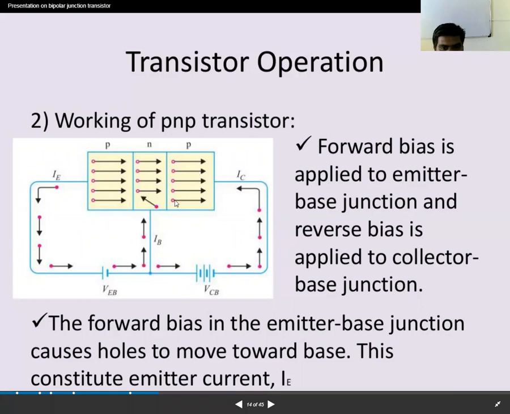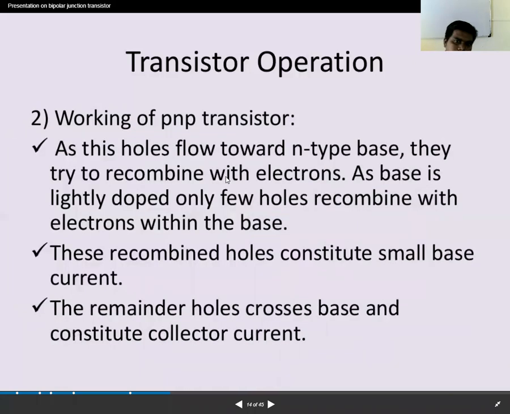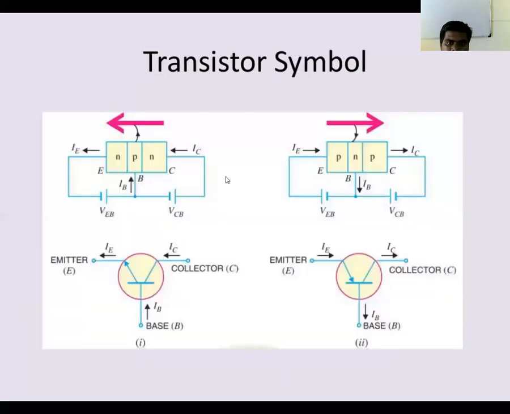Similarly, the base is lightly doped, so a small amount of base current will flow through the base junction, and a large amount of current will flow through the remaining parts. So similarly, the same operation is there.